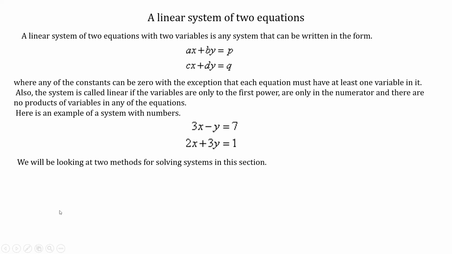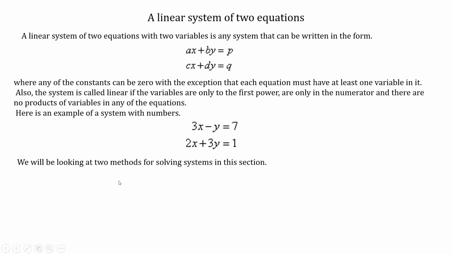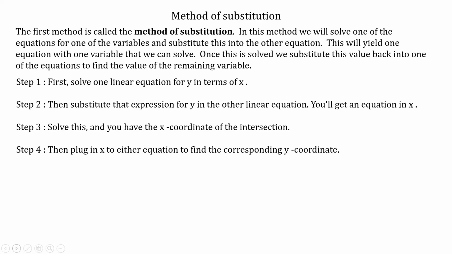We consider this system. In this lesson, we consider 2 methods of solving systems of linear equations. The first method is the method of substitution. In this method, we solve one of the equations for one of the variables and substitute this into the other equation. This will yield one equation with 1 variable that we can solve. Once this is solved, we substitute this value back into one of the equations to find the value of the remaining variable.